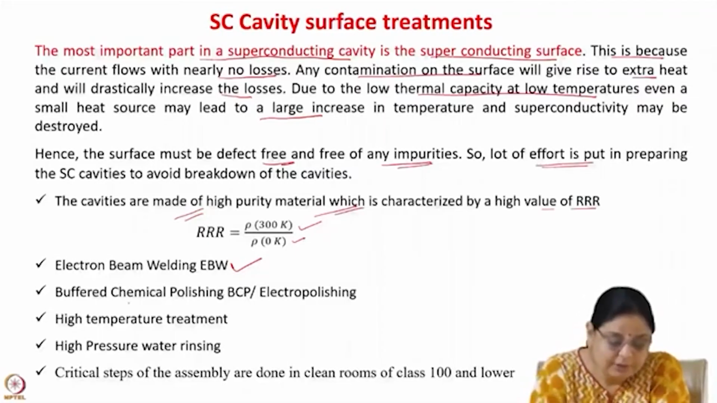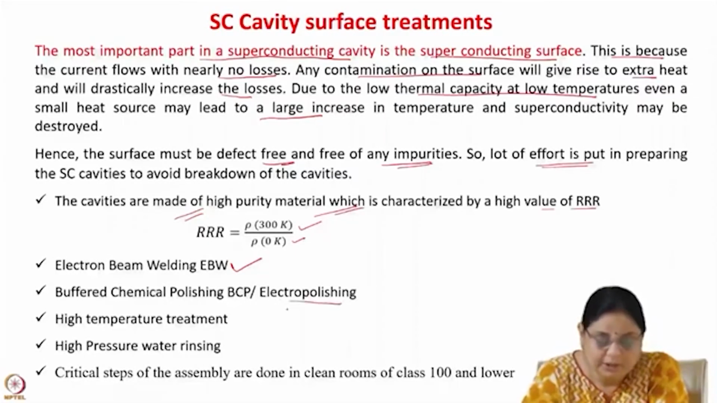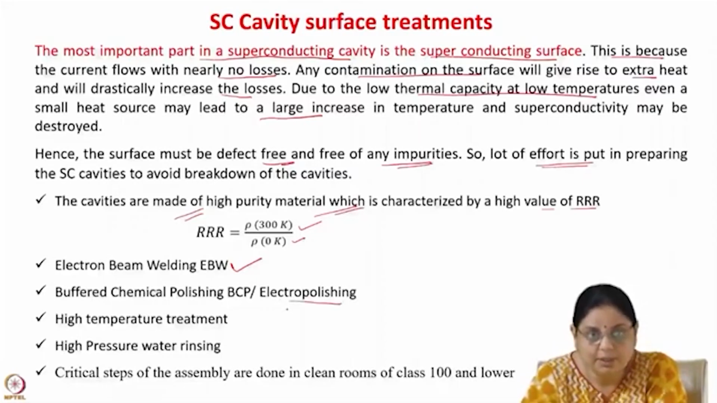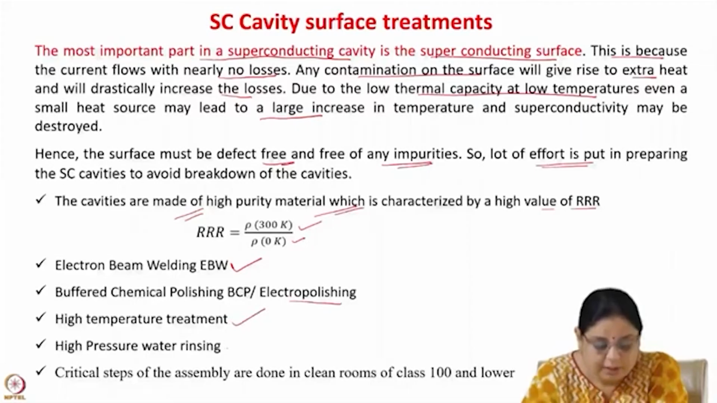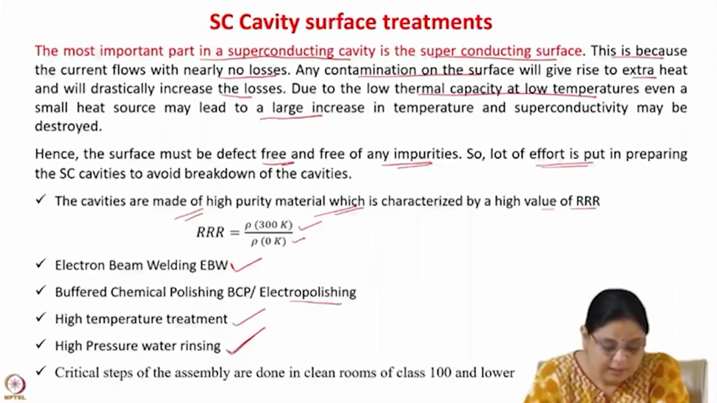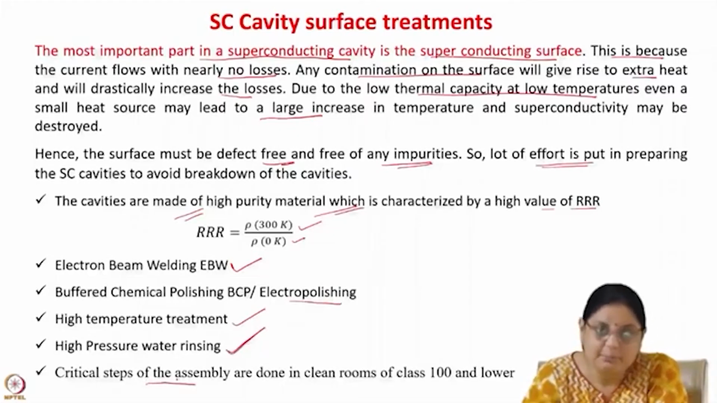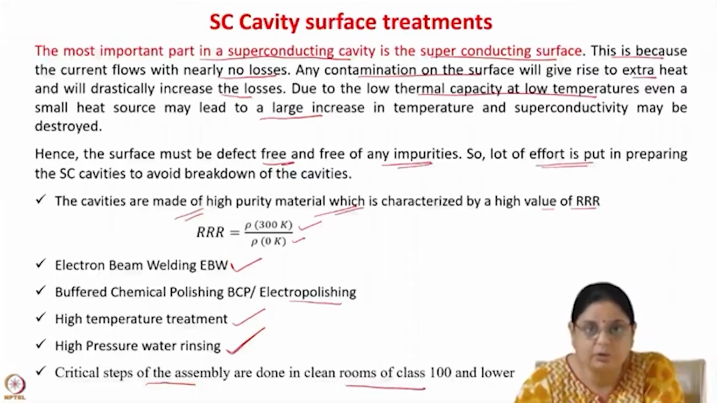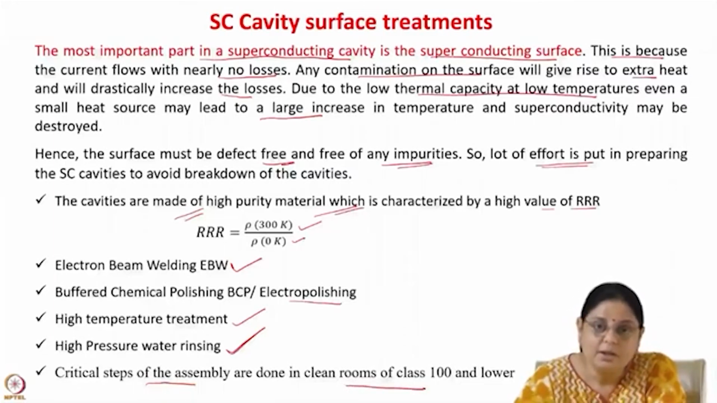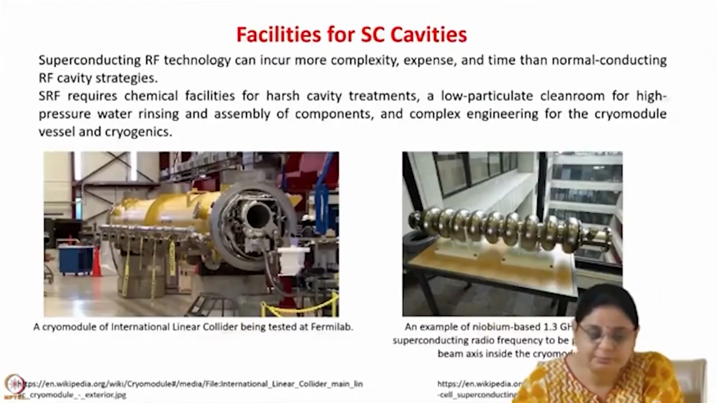And then buffered chemical polishing or electro polishing techniques are used for maintaining the surface of the cavity. High temperature treatment for removing impurities. Then high pressure water rinsing with ultra pure water is used to clean the surface of any impurities. And then the critical steps of assembling the cavity are done in clean rooms of class 100 and lower. So a lot of infrastructure is required for building these superconducting cavities.